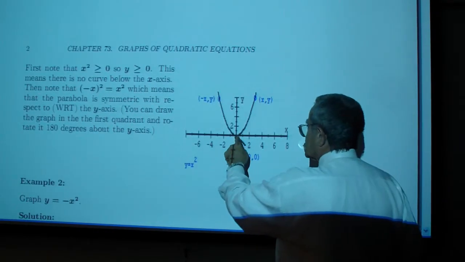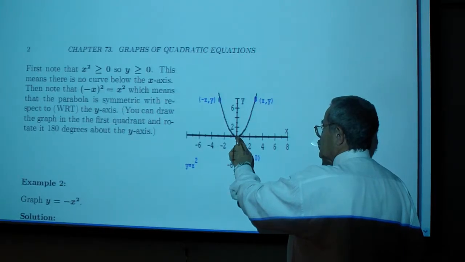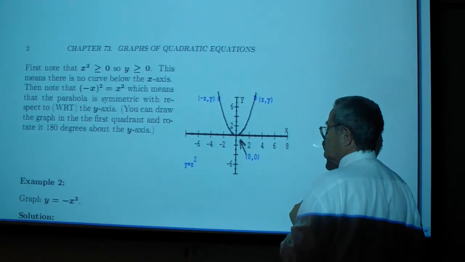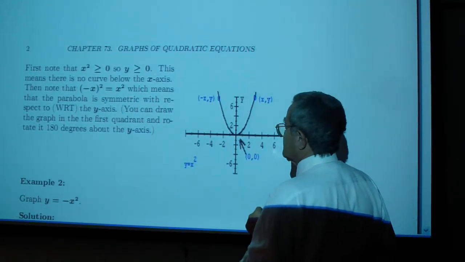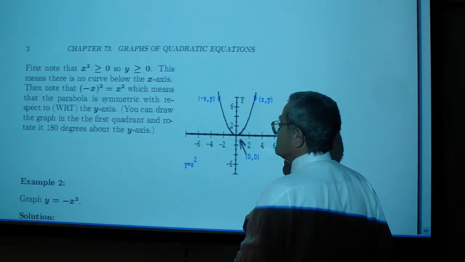Okay, your vertex is at (0, 0). That's the low point. And that's about all you need to remember here.